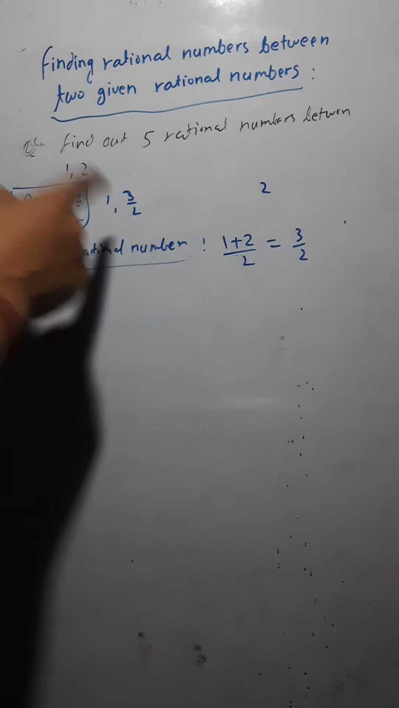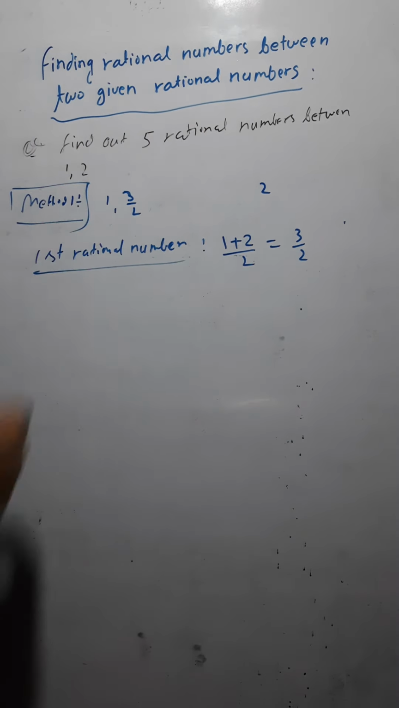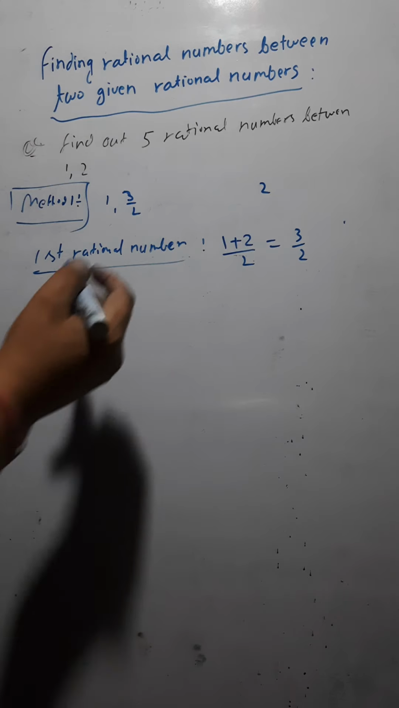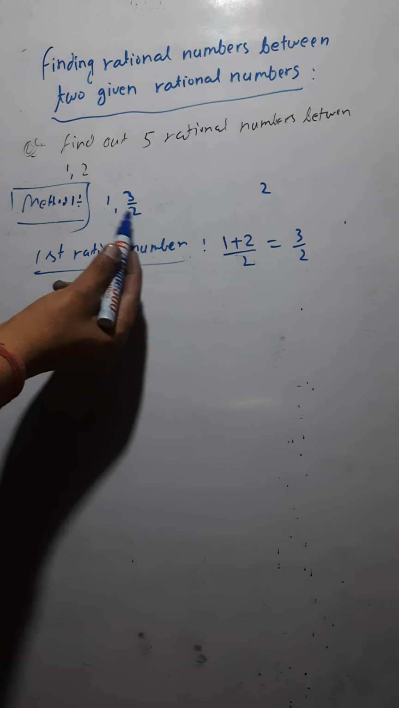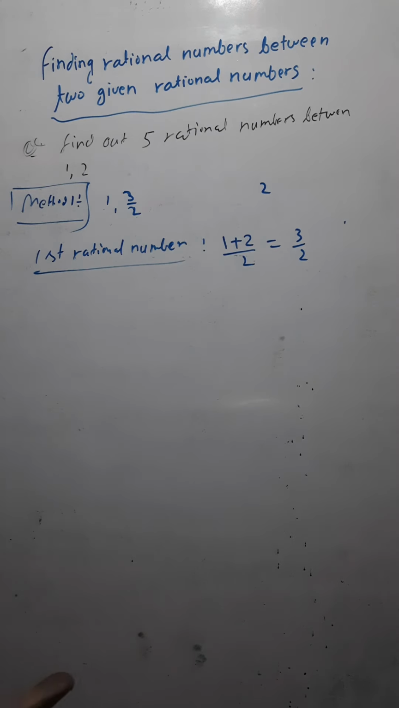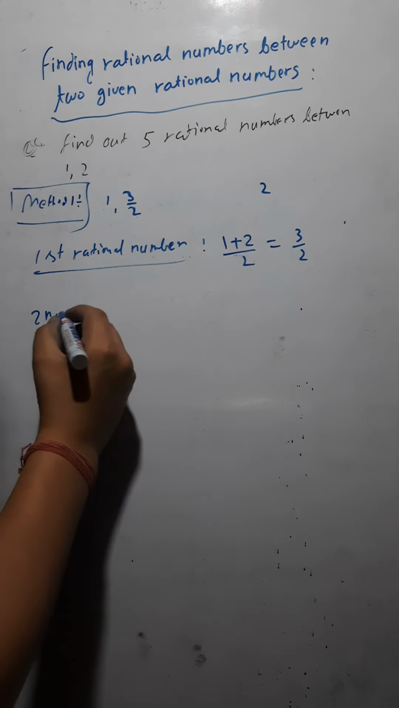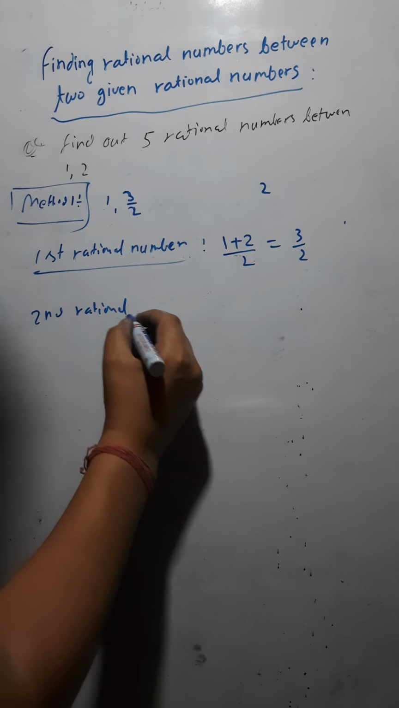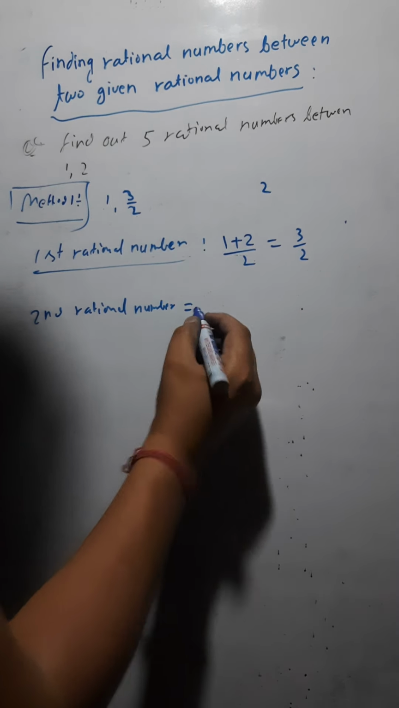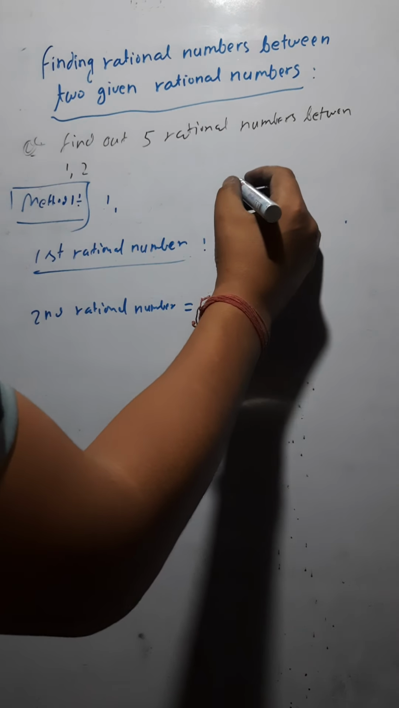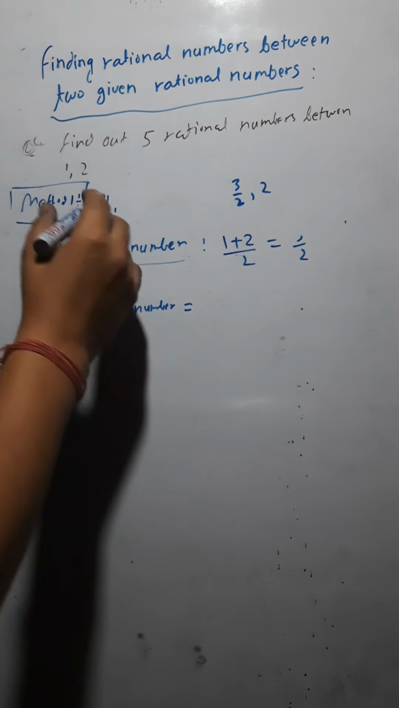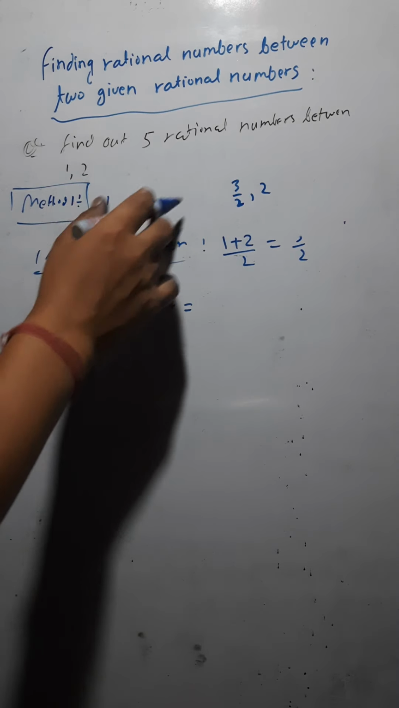Okay, so this is the first rational number, but we have to find five rational numbers; we have found only the first here. If you have found the first rational number, then you can find the second. Again, if you take the mean of these two, you will get the second rational number. So how would you find the second rational number? This would be the first one, let me write it here somewhere: 3 by 2. Because this 3 by 2 is between 1 and 2, this is the first rational number.